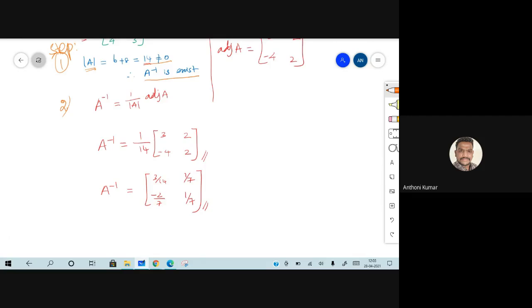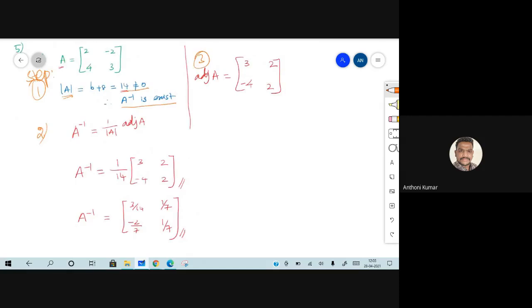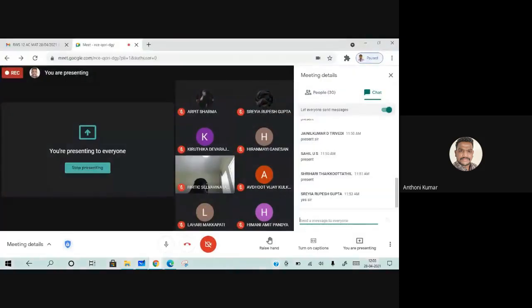The second step. Third step, you need to find out adjoint of the matrix. Third step is what? Finding adjoint of the matrix. It's 2 by 2, you know the shortcut. After finding adjoint, the fourth step, you need to substitute the adjoint and determinant value, simplify. That is the required inverse of the matrix. The steps are clear, my dear students. Are the steps clear?